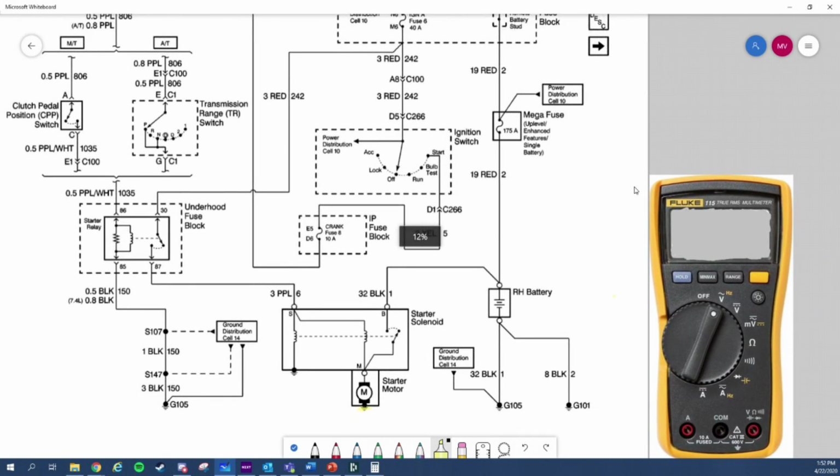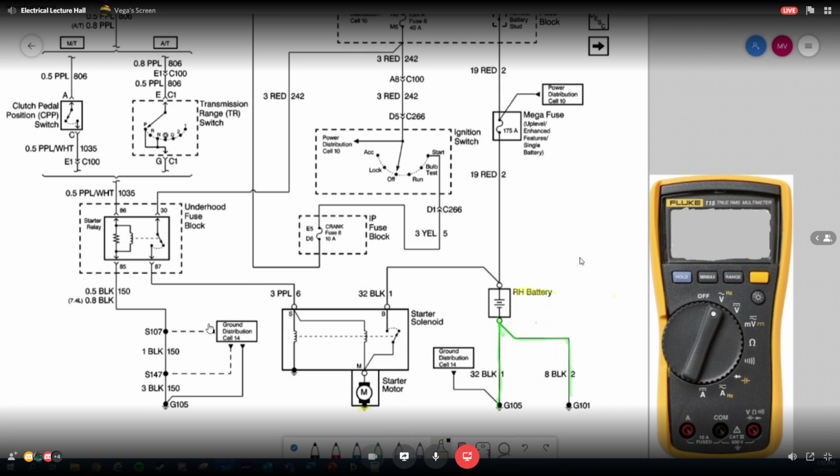Look at this. This is your battery, right? So what's down here? Ground. Ground, right? So this is ground. The 3 PPL 6. Where's that? On the other side of the black? No, it's not. So that is power, but that's not your heavy duty circuit. I want to test my heavy duty circuits, our thick gauge wire, the one that's actually giving power to my starter motor to rotate.